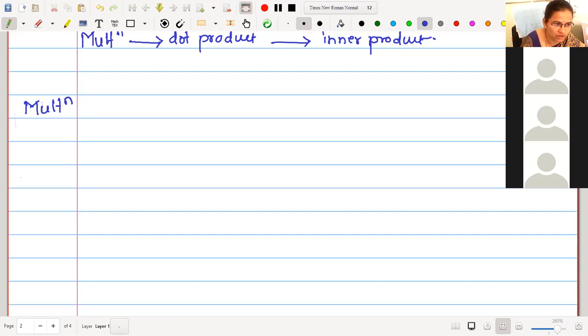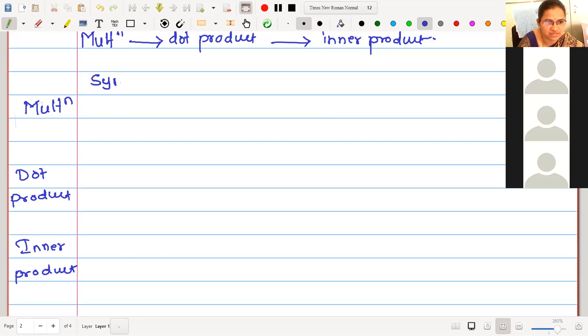Now this is multiplication. Next is dot product. And the last one we are going to define is inner product. For this, we will see the properties. What are the properties possessed by the previous definitions?